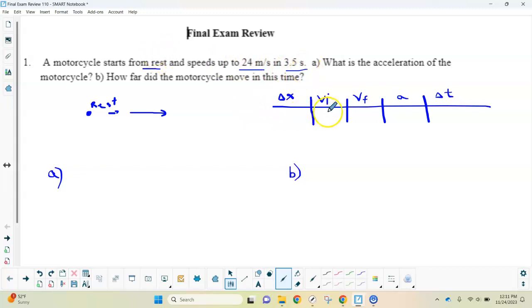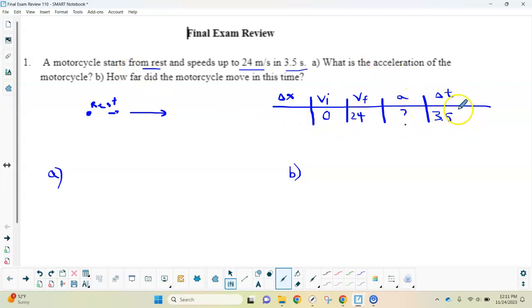So if it starts from rest, the initial velocity is 0. The speed it reaches is 24 meters per second, so that would be the final. And then 3.5 seconds is the time. So we have 3 out of the 5 in part A. It wants us to solve for the acceleration.